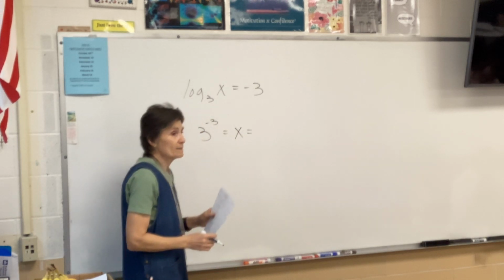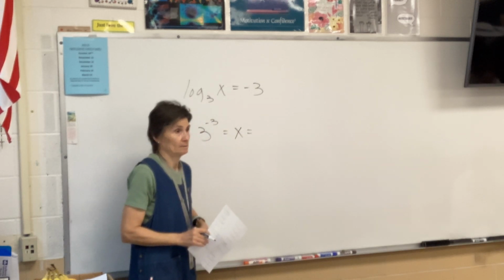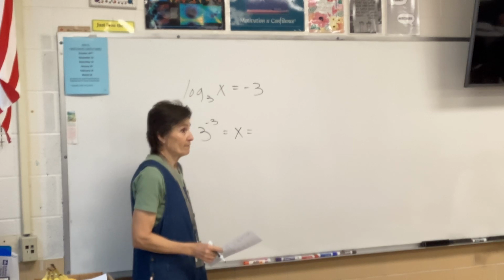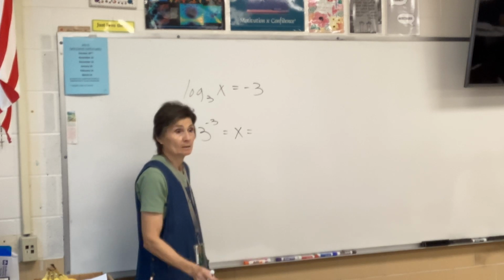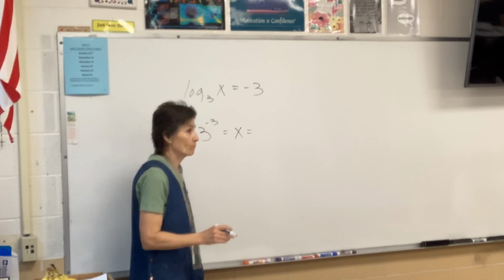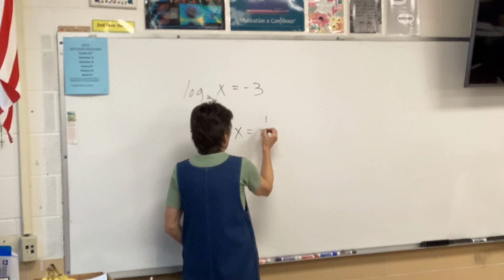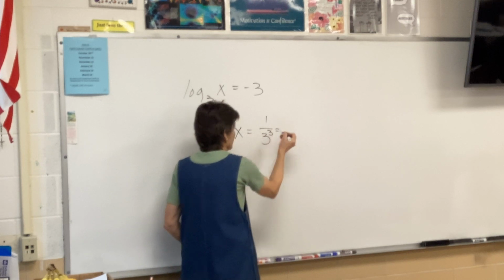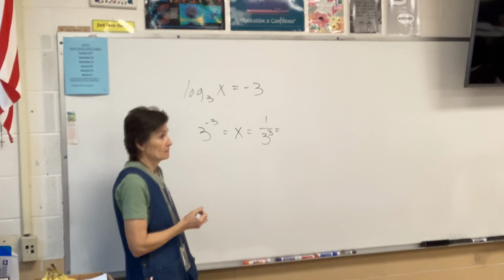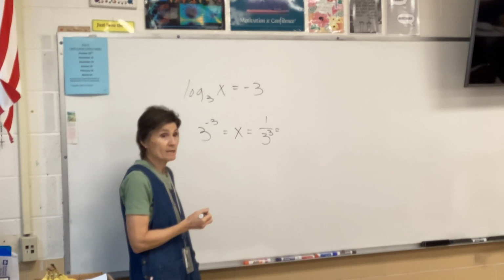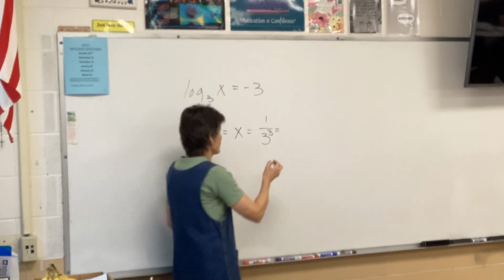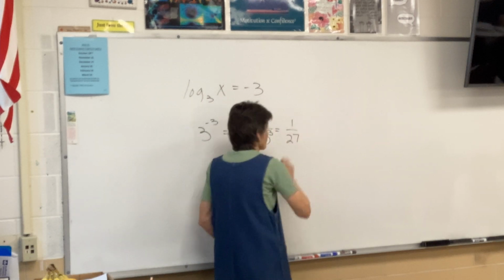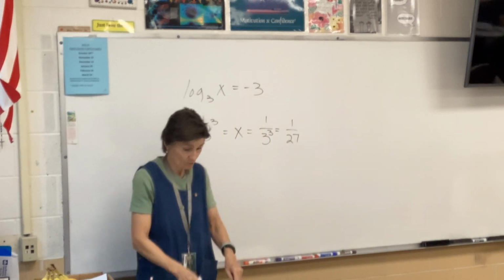Well, what does 3 to the -3rd mean? How do we do negative exponents? 1 over. So this is going to be 1 over 3 cubed. And what's 3 cubed? 27. So the answer is 1 over 27. That's the answer to the question.